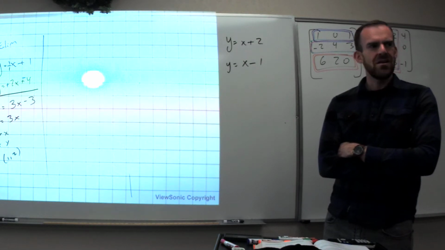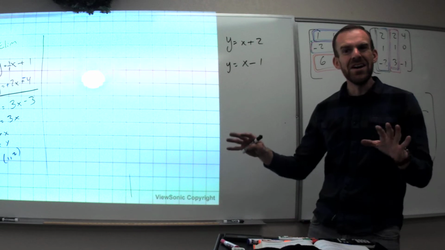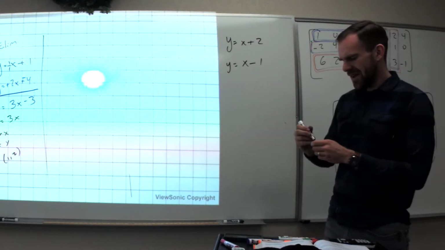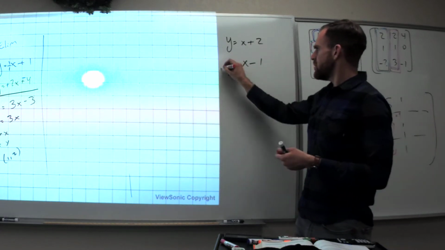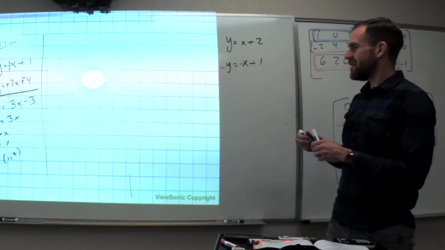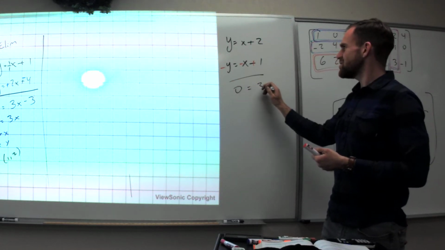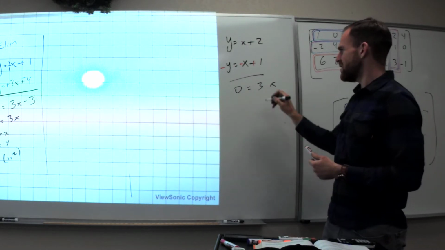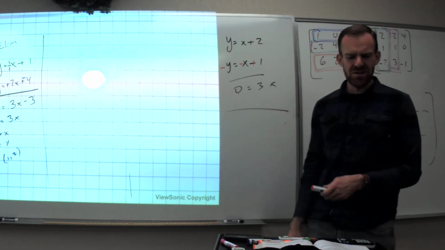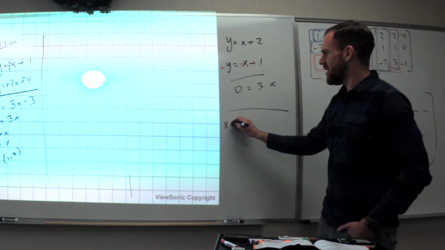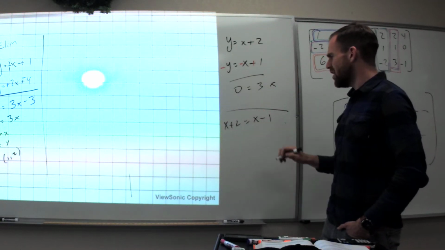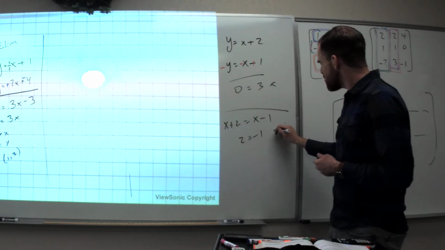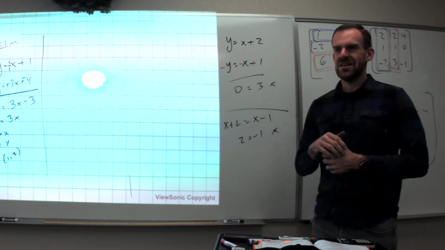So here's the problem. Are you ready? If we use elimination, we make the second one negative, and you get 0 equals 3. That's wrong. 0 does not equal 3. Now, let's use substitution. If you substitute the first one in, x plus 2 equals x minus 1, then you get 2 equals negative 1. Is that true? No. That's wrong.